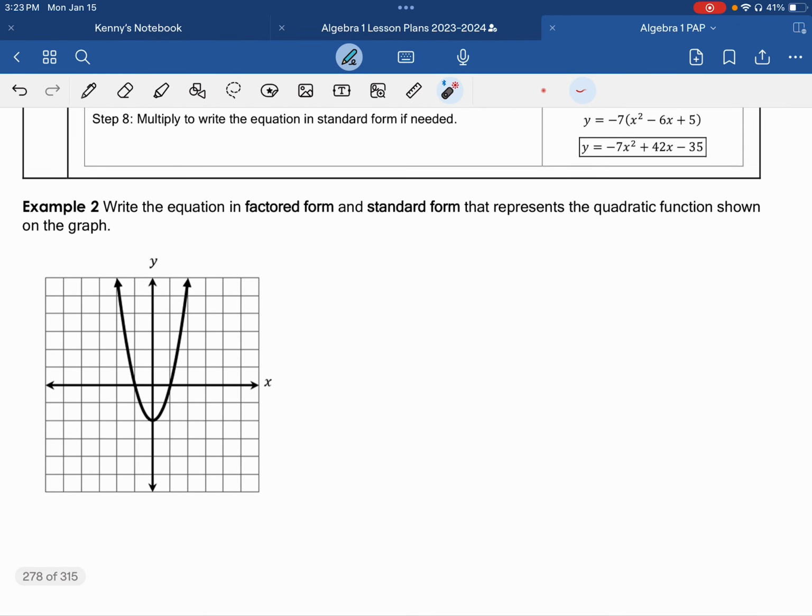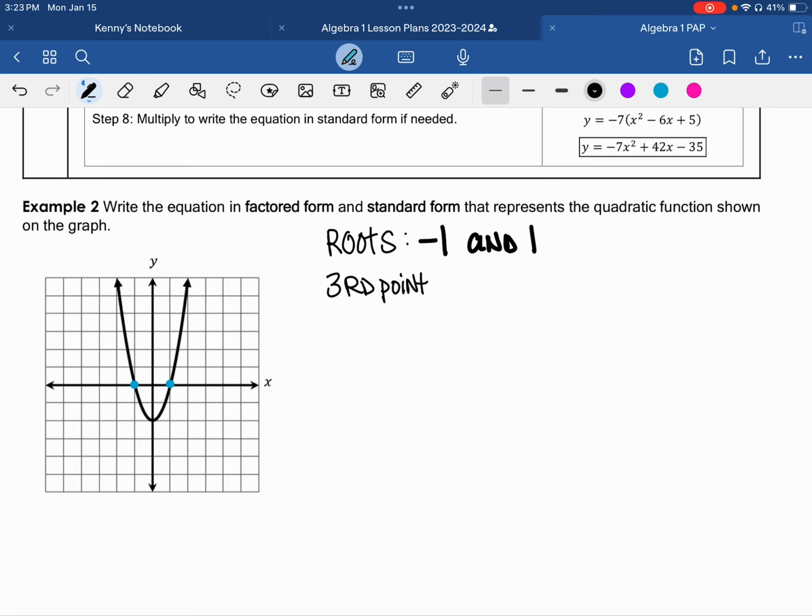All right, let's go ahead and practice. So the first thing that we need is the roots from this graph. Remember, the roots are your x-intercepts, or the x values of your x-intercepts. So you're going to come over here and there's our two roots. It looks like -1 and +1.